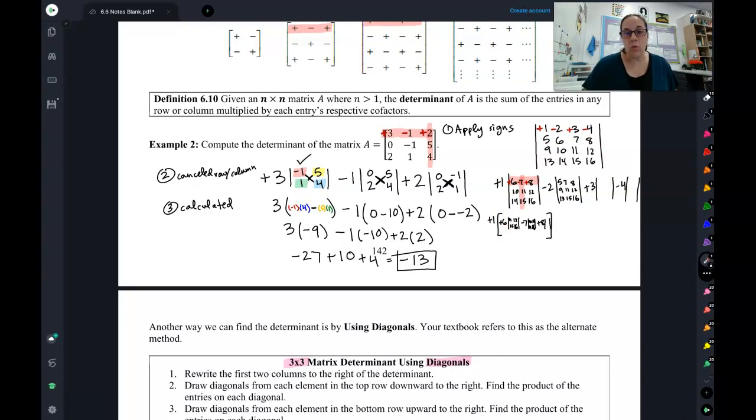In the next video, we're going to use determinants to solve systems of equations using something called Cramer's method.